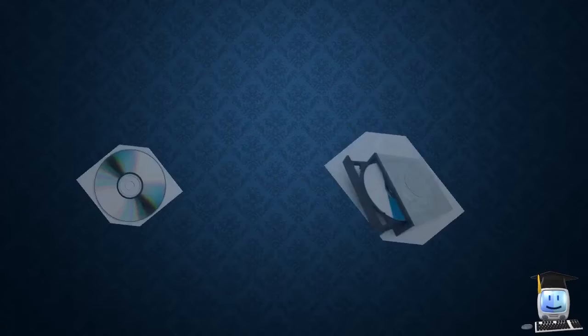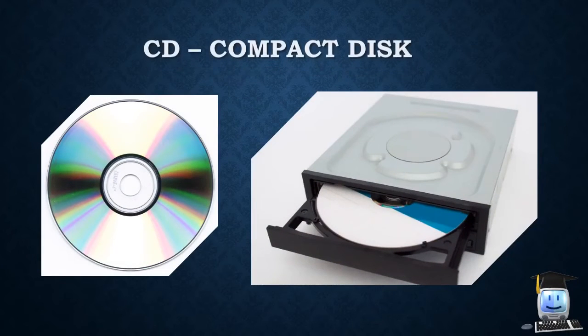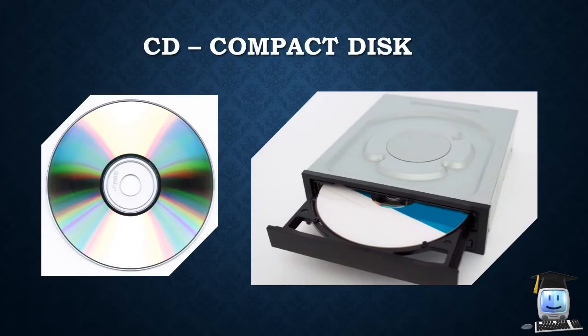Next is CD or compact disc. It is an optical storage device. It is 13 cm in diameter and store up to 750 MB of data. It is basically used to store media files, backups and softwares. It will show data when we put CD into the CD-ROM drive.